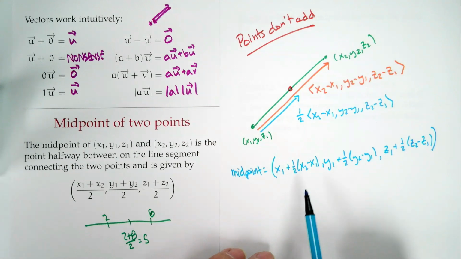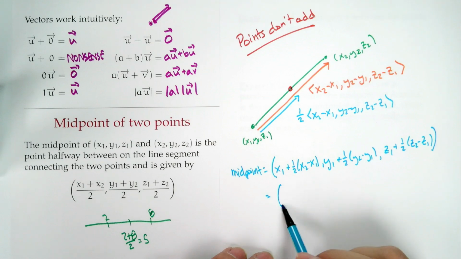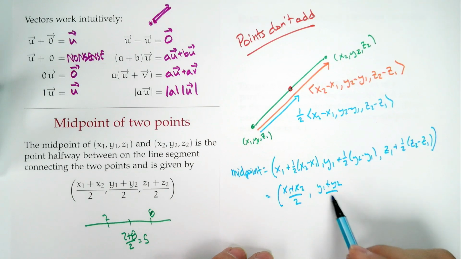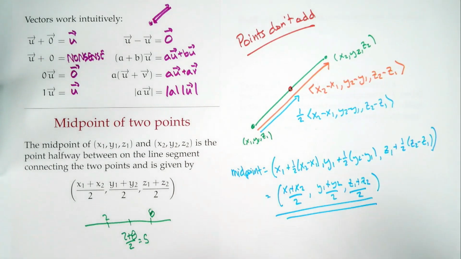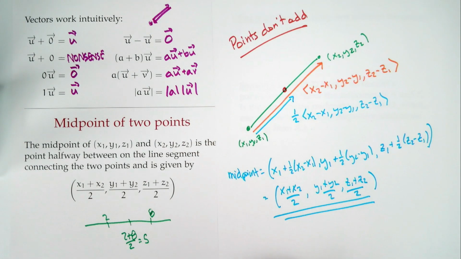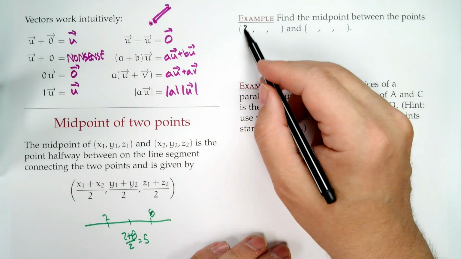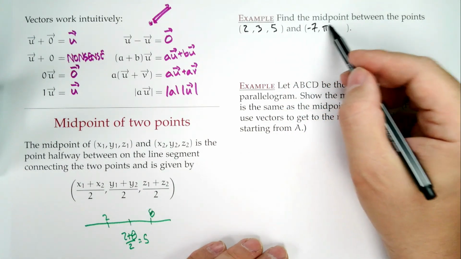Now if we clean this up, we have x1 minus half x1, that's a half x1. So we get x1 plus x2 over 2, y1 plus y2 over 2, and z1 plus z2 over 2. And there we go. That's the safe way to do it. Don't add points. Think about it as manipulating vectors, because that's safe. Manipulating vectors is safe. Adding points is a dangerous thing to do. So let's find the midpoint between some points. It's fairly simple. We just write some numbers in: 2, 3, 5, -7, pi, and 1.